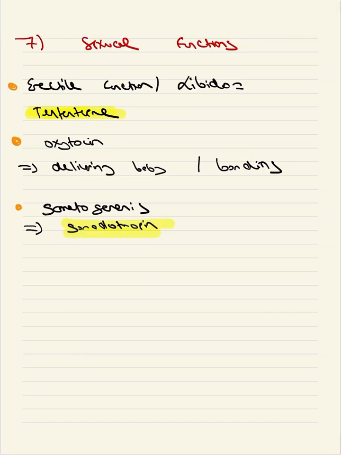So that's that. Sexual functions, you need testosterone, like for gametogenesis, you need a gonadotropin. Oxytocin, you need it for delivering the baby and also bonding with your partner.